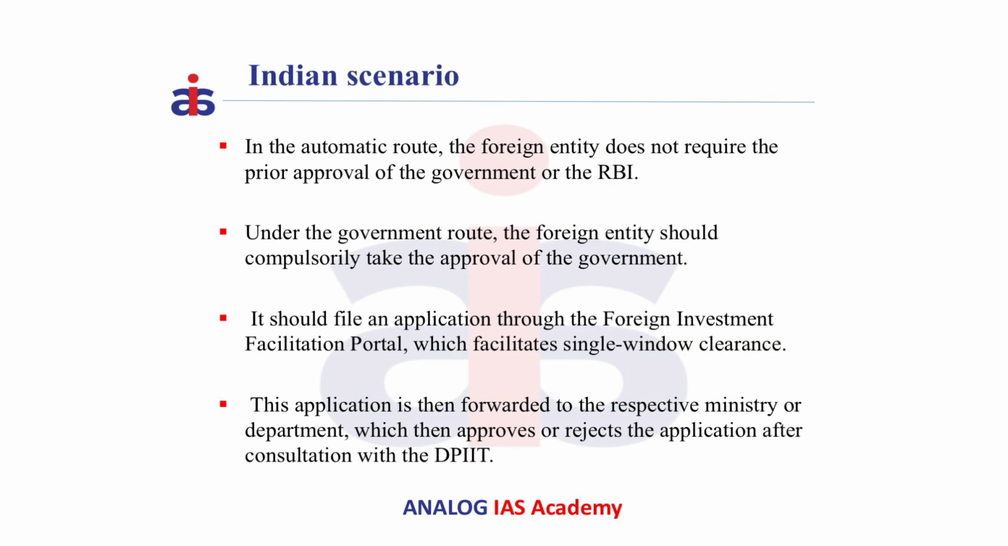In India, there are two routes of FDI. One is automatic and the other is government route. In automatic route, the foreign entity does not require the prior approval of government or RBI. Under government route, the foreign entity should compulsorily take approval of government. It should file an application through Foreign Investment Facilitation Portal. This application is then forwarded to respective ministry or department, which then approves or rejects the application after consultation with Department for Promotion of Industry and Internal Trade.